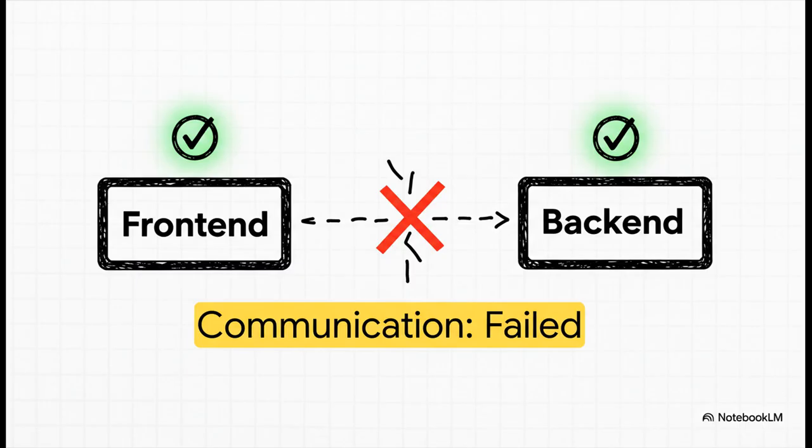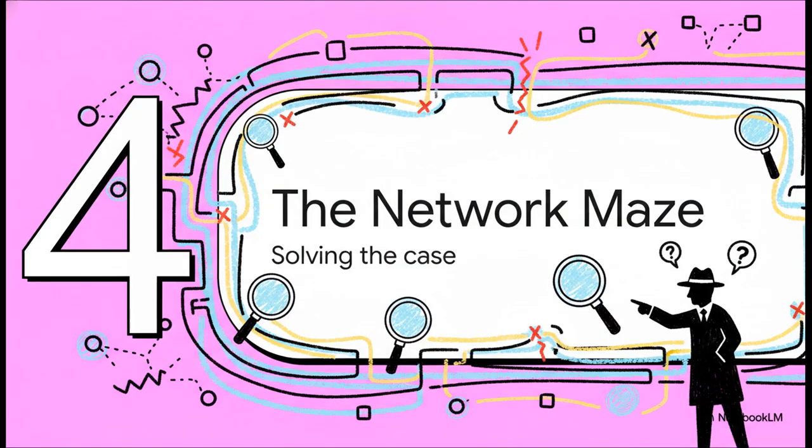Kubernetes is telling us, yep, everything's running, everything's healthy, but in reality, there's a total wall of silence between our services. What is going on here? All right, time for another costume change. We're hanging up the security auditor hat and putting on our network detective trench coat. We've got to follow the wires, trace the packets, and figure out where this connection's getting lost.